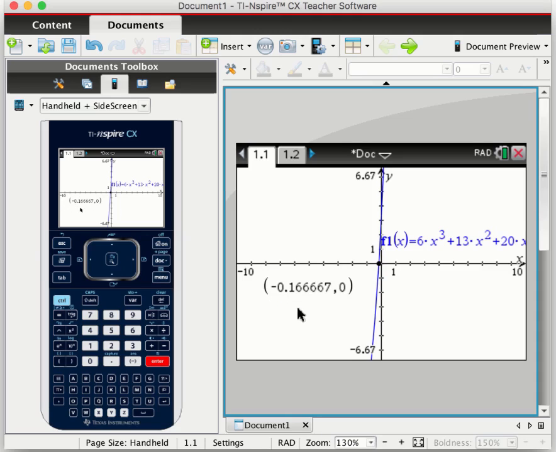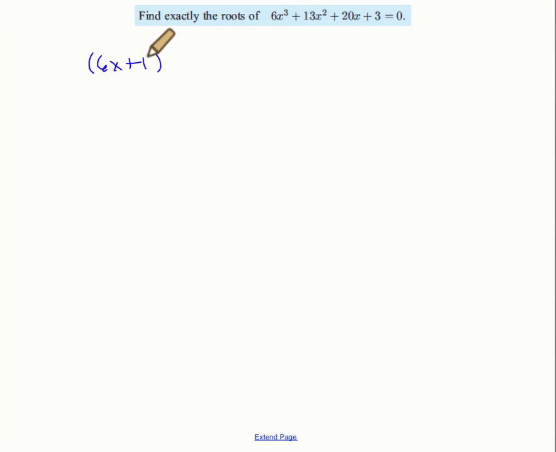But we have negative 1.66667, which I hope you recognize as negative 1/6. If not, you could mess around and figure out it's going to be negative 1/6. But if you have a repeating decimal, you know that it's going to turn into a fraction. All right, so let's go back here. We know that we have one root of negative 1/6, which means that we have a factor of 6x plus 1.